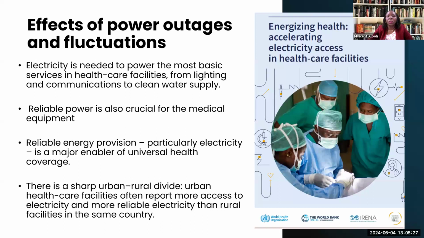Reliable power is also crucial for the medical equipment that we use in all the departments, including the newborn unit. Reliable energy provision is one of the enablers of universal health coverage, which is our goal for all of us to achieve. Unfortunately, there's a very sharp urban-rural divide, whereby urban healthcare facilities often report more access to electricity and more reliable electricity than the rural facilities in the same country.